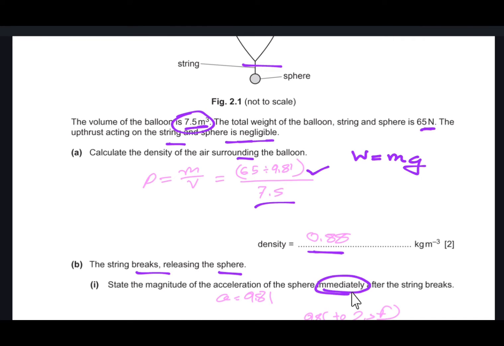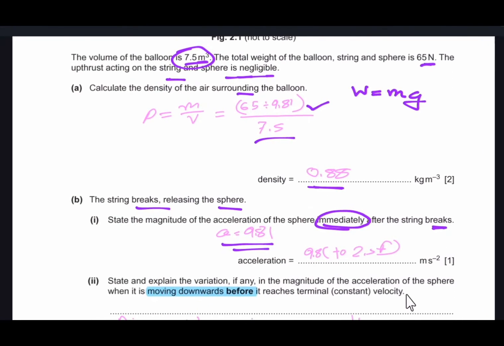It mentions immediately. That means immediately after the string breaks. So whenever it mentions immediately, that means it is in free fall. And for free fall, we know that acceleration is 9.81 meter per second square.